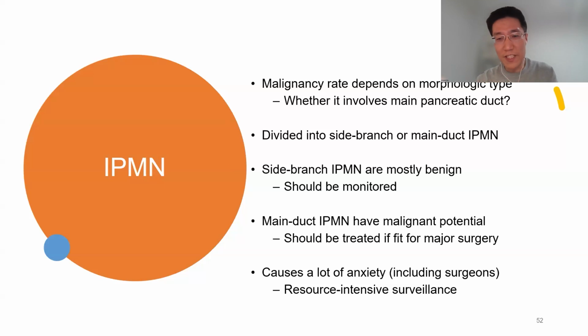So it's a pancreas surgery. There are no minor pancreas surgeries. So all pancreas surgeries are major, similar with liver surgery. So IPMN does cause a lot of anxiety, including for the surgeons, and the surveillance is very intensive.